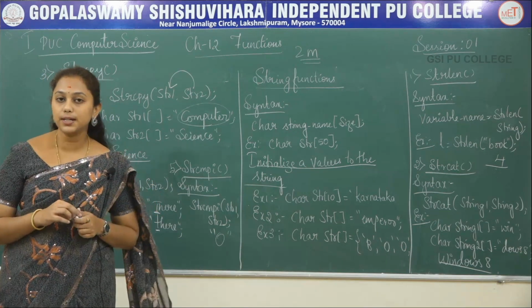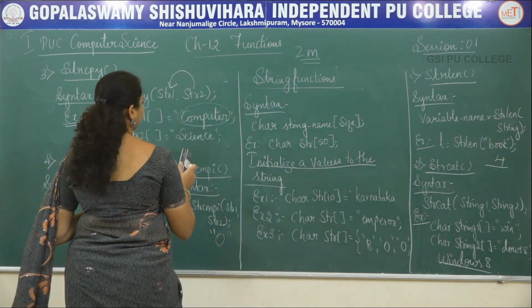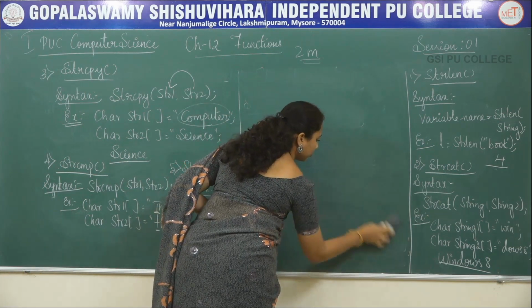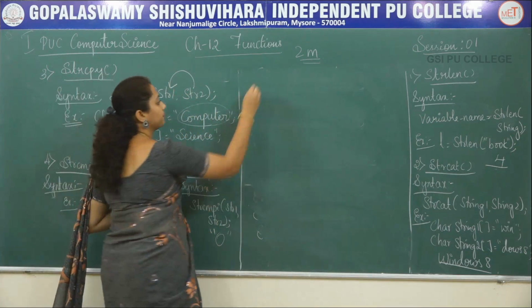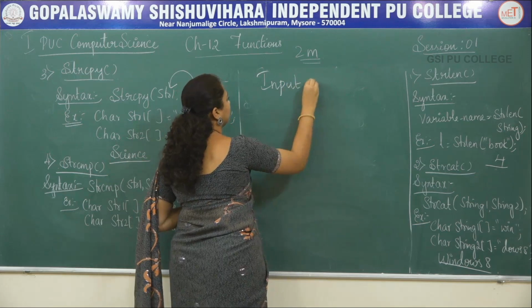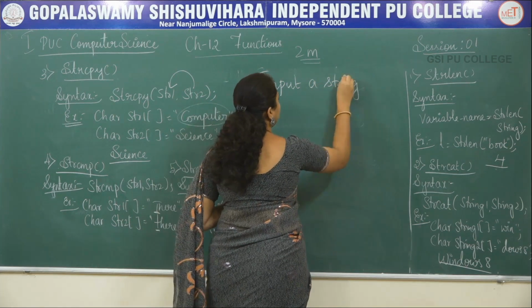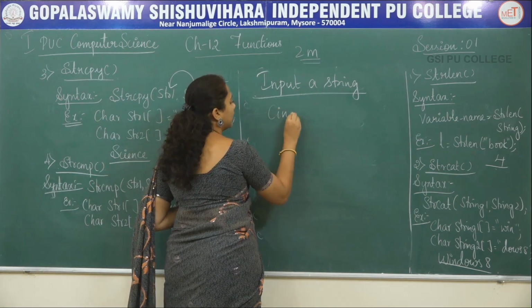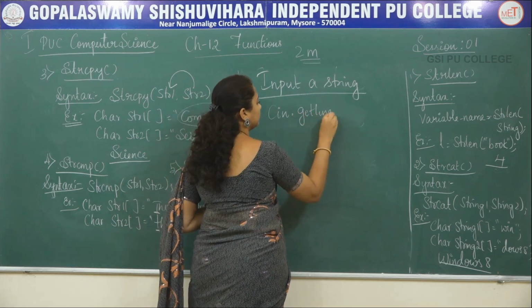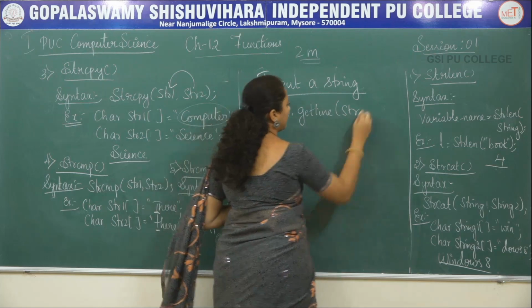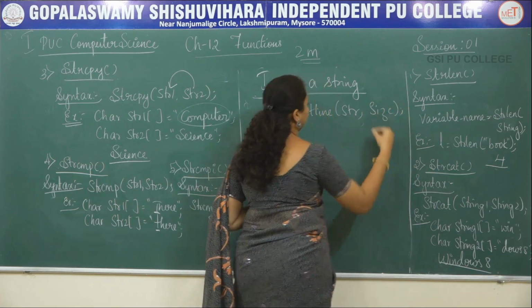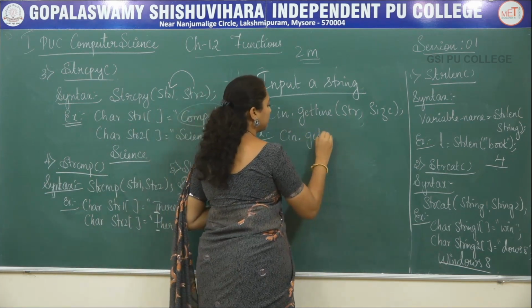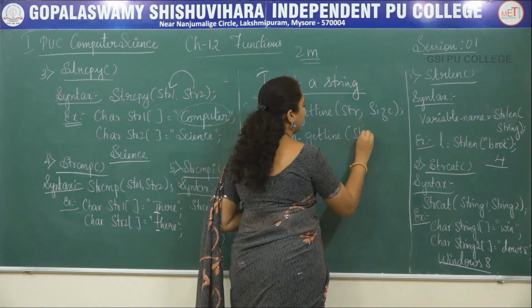To input a single string, how to input a single string? Using the getline function, we can input a string. So cin dot getline str comma size. An example for this is cin dot getline str comma 50.